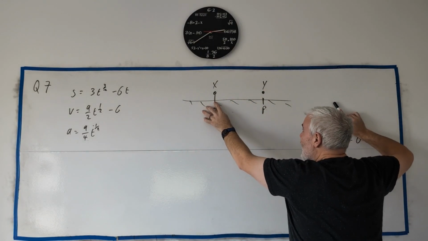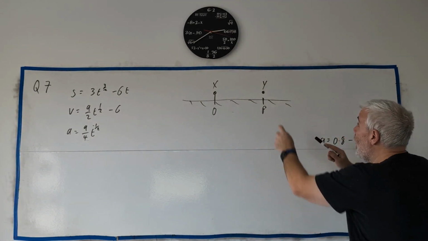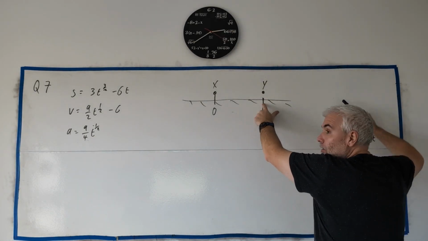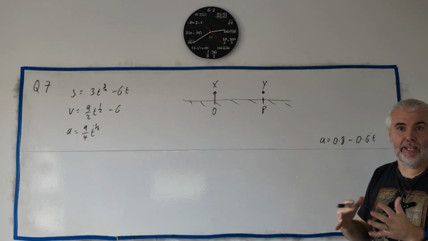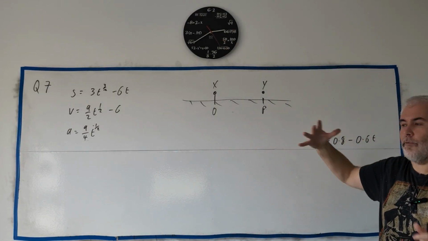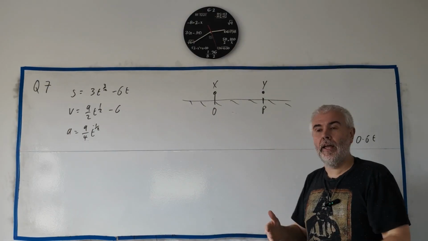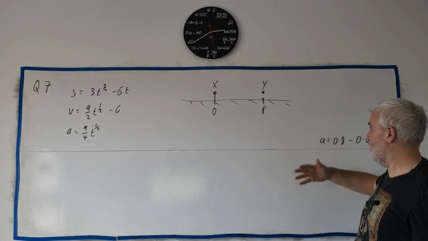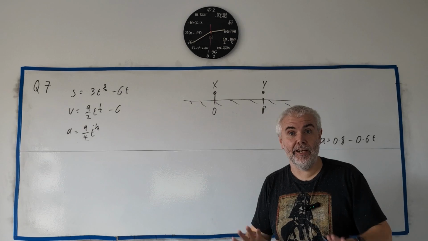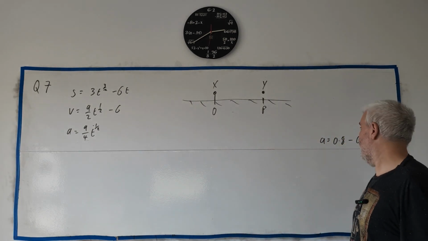Its displacement from x is equal to y. Y is displacement from P. So there's some point where their displacement is equal. You could also see this question being asked, when do they hit each other? Or when are they traveling the same speed in different directions, or something like that. There's lots of things they could ask in this question.